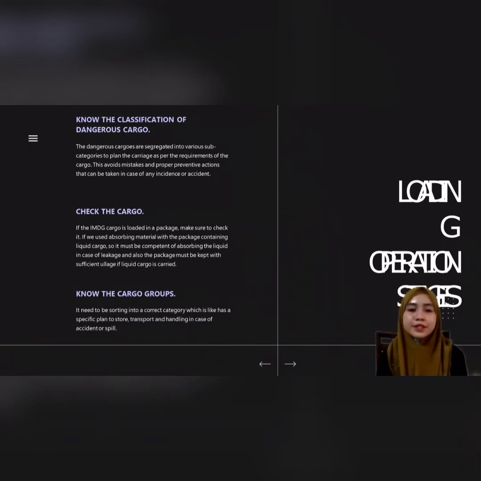Next is check the cargo. If the IMDG cargo is loaded in a package, make sure to check. If we use absorbing materials with the package containing liquid cargo, it must be competent at absorbing the liquid in case of leakage, and also the package must be kept with sufficient ullage if liquid cargo is carried.